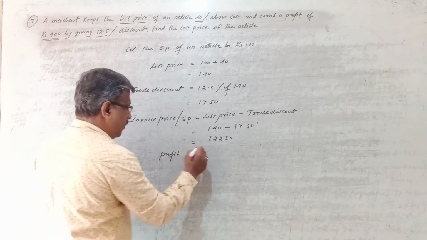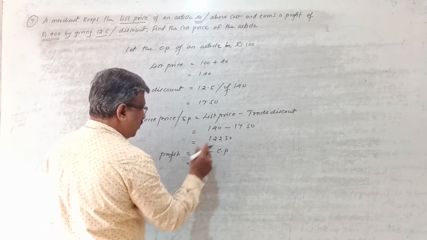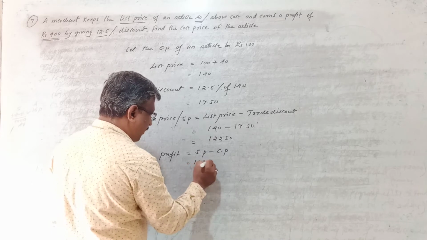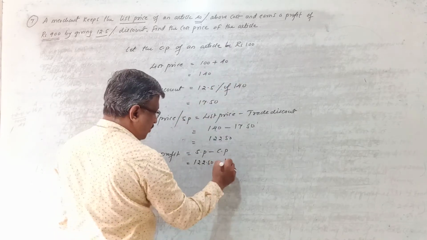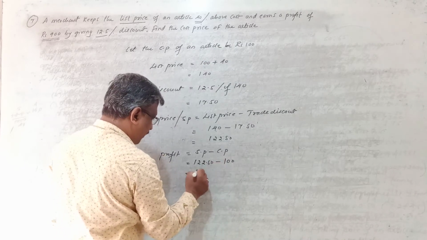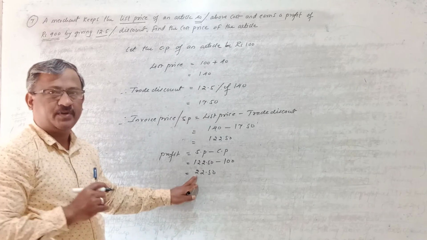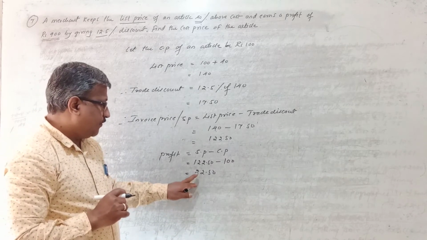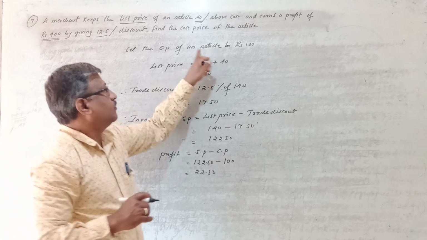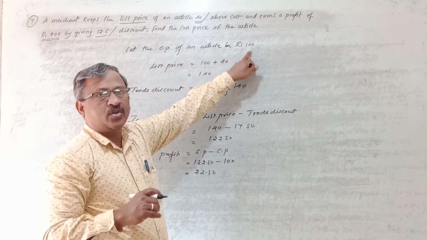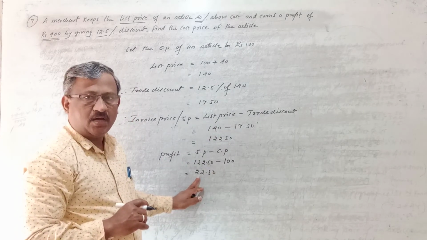So profit is equal to selling price minus cost price. What is the selling price here? 122 rupees 50 paisa minus cost price, which is how much here? 100. So how much profit is he getting? He is getting 22 rupees 50 paisa profit. So this is the profit earned when your cost price is 100, or we have assumed our cost price as 100 here. So this cost price gives us 22 rupees 50 paisa profit.